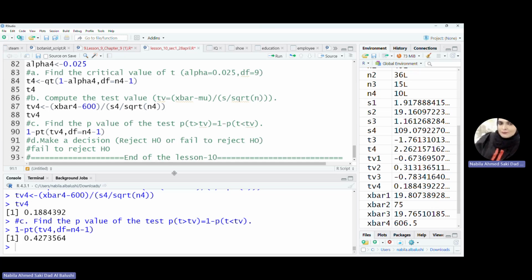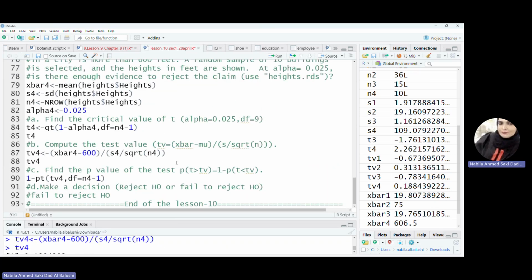That is regarding our hypothesis testing for one mean. Thank you.